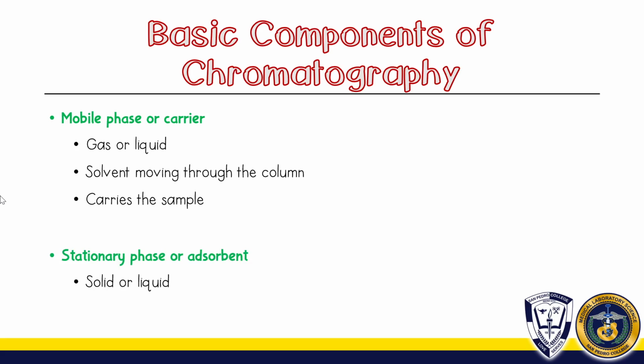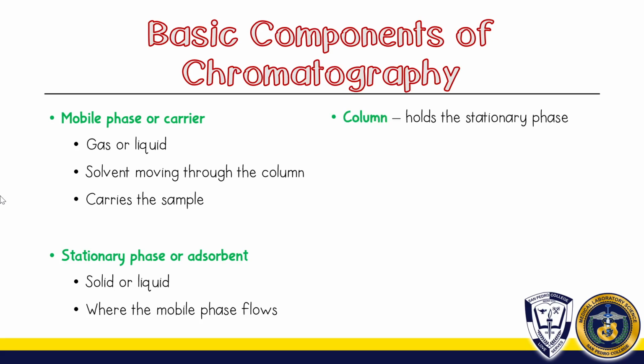Next is your stationary phase, or also known as your adsorbent. Stationary phase can be solid or liquid, and it is where your mobile phase flows. Now, from the name itself, stationary, meaning it does not move, it is fixed, and it stays fixed, kumbaga, inside your column. So, what is this column now? Column holds your stationary phase. So, kumbaga, to give you a picture, that is where you place your stationary phase.